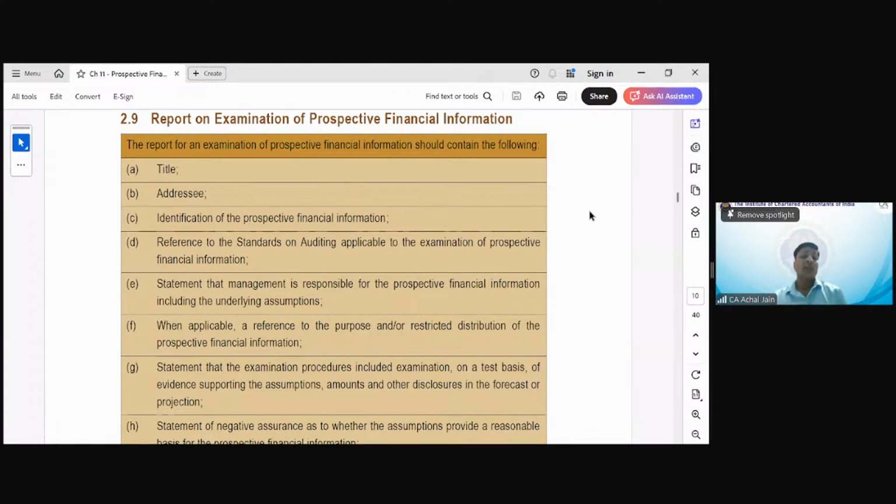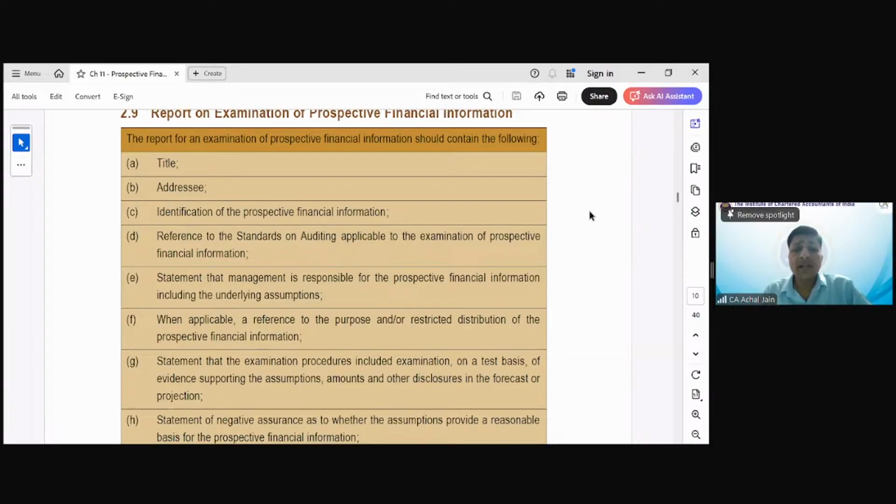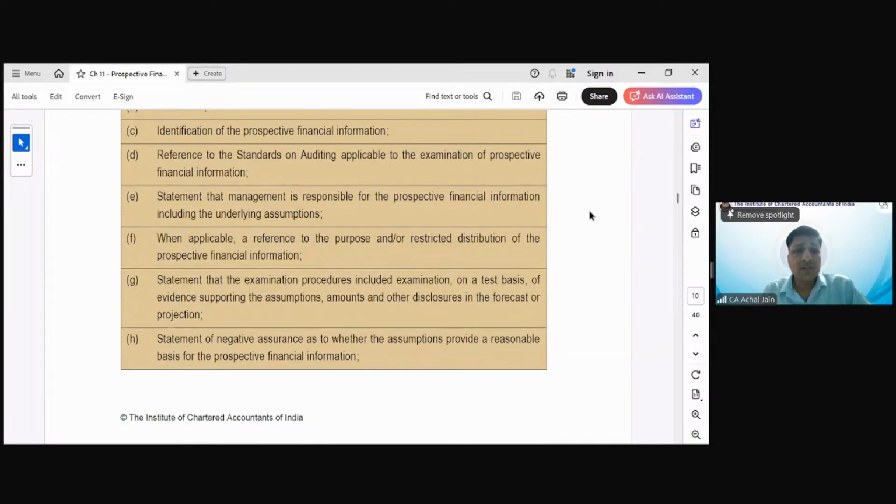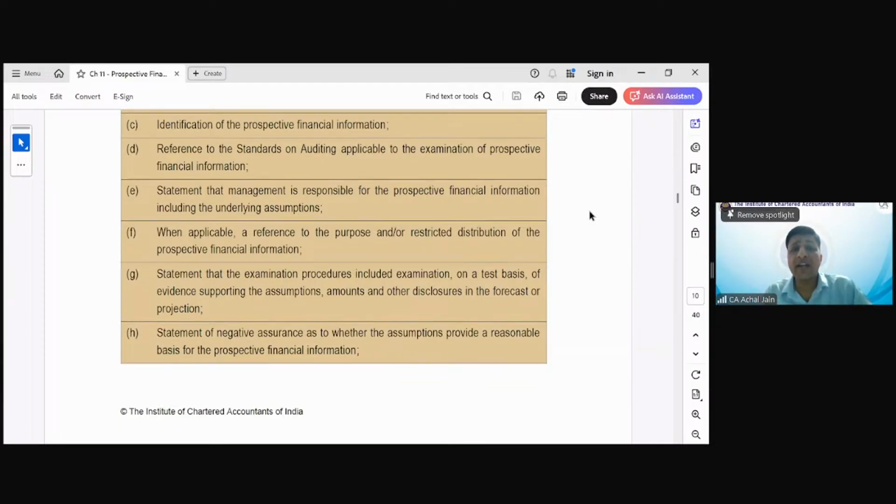Title, addressee, identification of prospective financial information, similar to what you do for financial statements. Reference to the auditing standard, management responsibility. Okay, then of course the responsibility of the practitioner, and when applicable, a reference to the purpose, which will generally be there. Statement that examination procedures include examination on a test basis, meaning again the approach will have to be explained. Statement of negative assurance as to whether assumptions provide a reasonable basis.